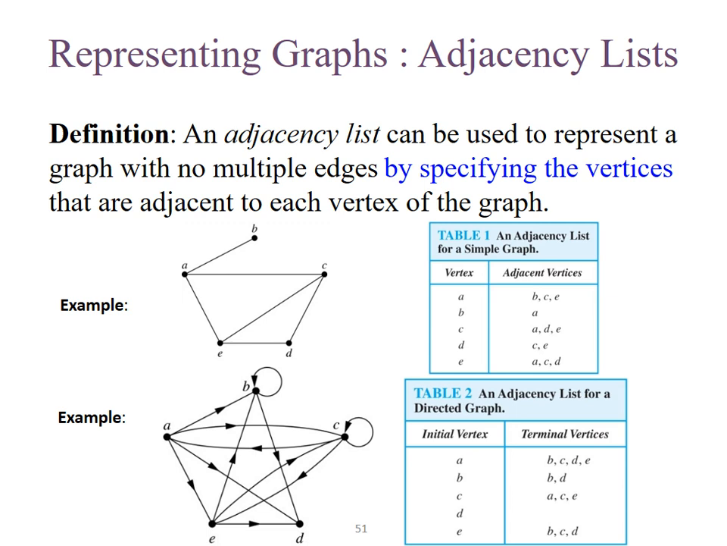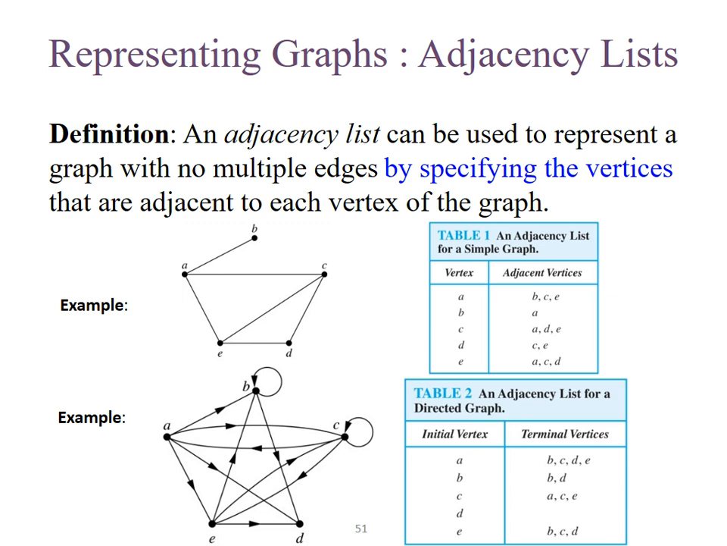So let's see. This is the graph. We can represent this graph by this table, the adjacency list. It can represent a graph with no multiple edges by specifying the vertices that are adjacent to each vertex of the graph. For example, the vertex A is adjacent to B, C, E.